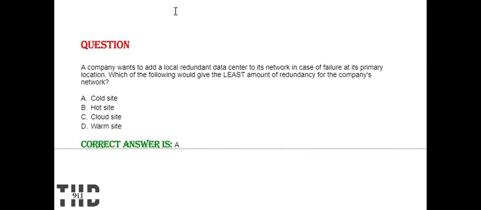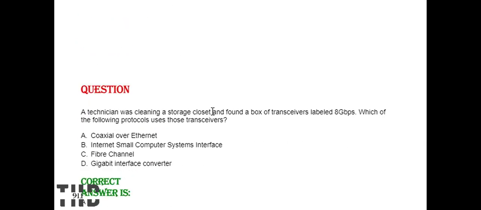The company wants to add a local redundant data center to its network in case of failure at its primary location. Which of the following would give the least amount of redundancy for the company's network? Option A, cold site. Option B, hot site. Option C, cloud site. Option D, warm site. Correct answer is option A.